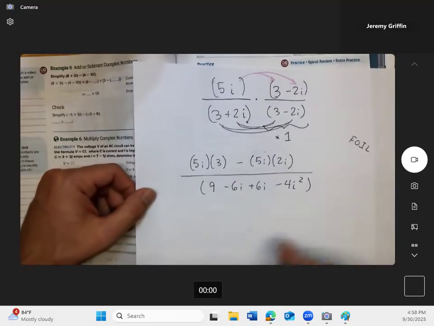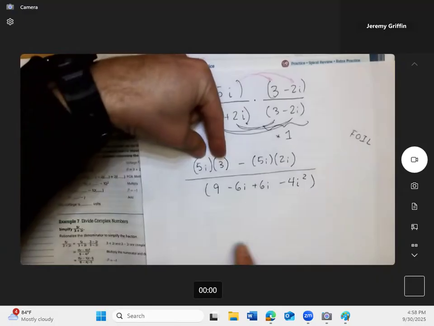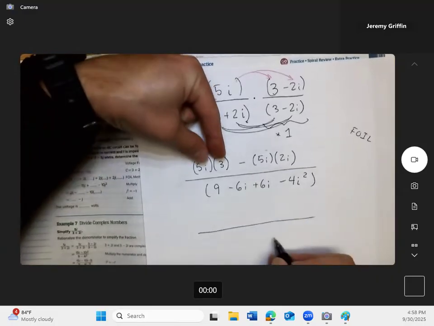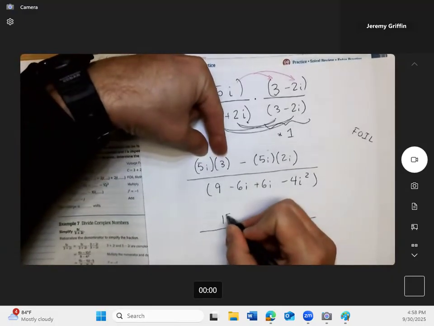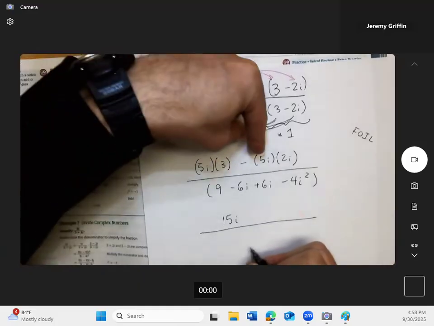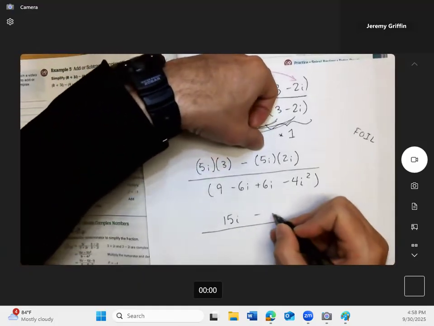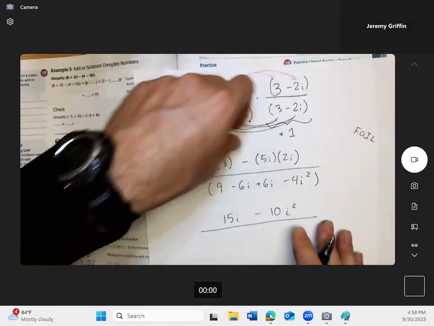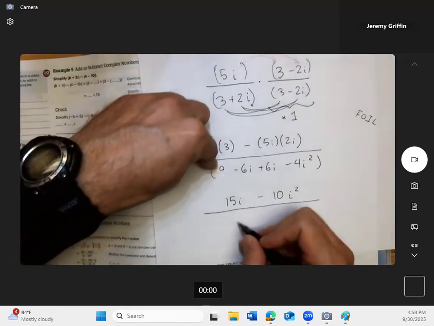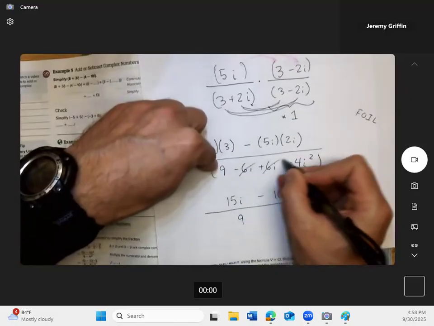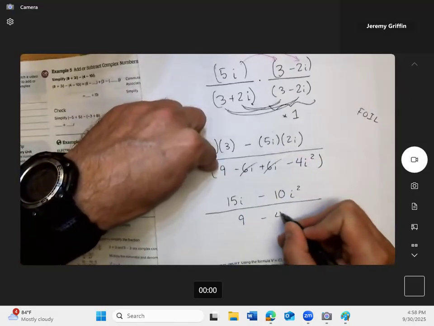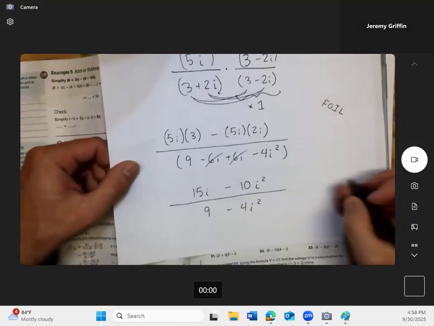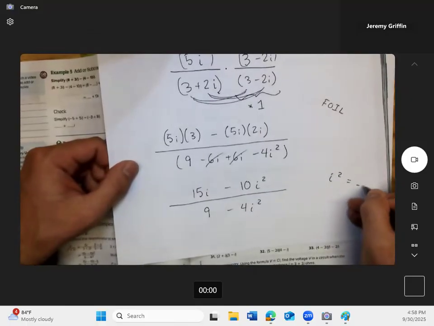Okay, and then we can clean this up from here. So the numerator, 5i times 3, that's 15i. And then minus 5 times 2 is 10i squared. In the denominator, I have 9. These two cancel. Minus 4i squared. But don't forget, i squared is negative 1.